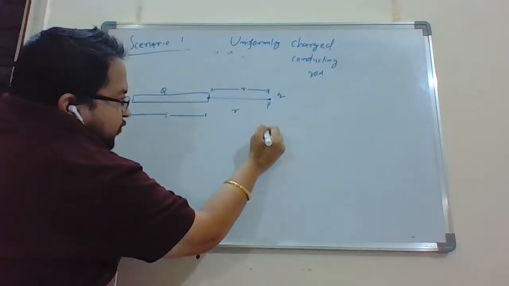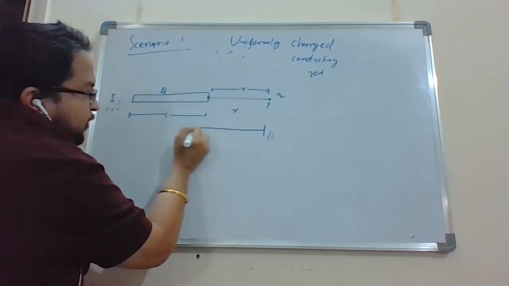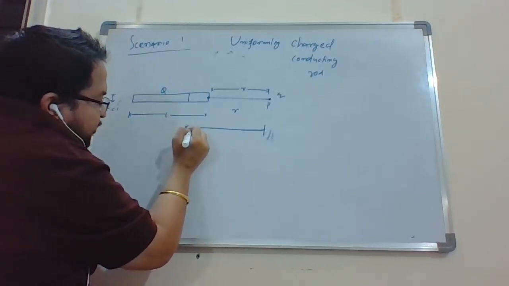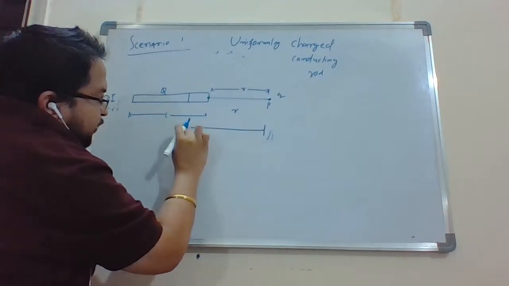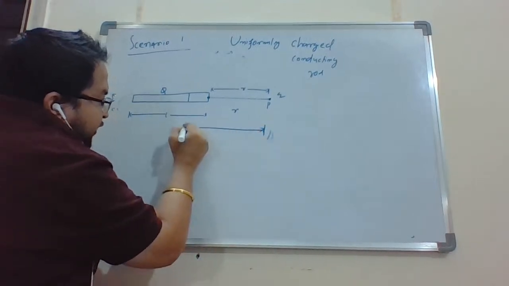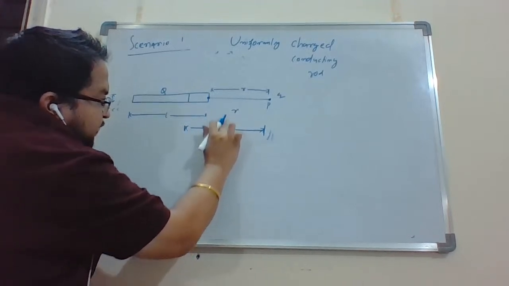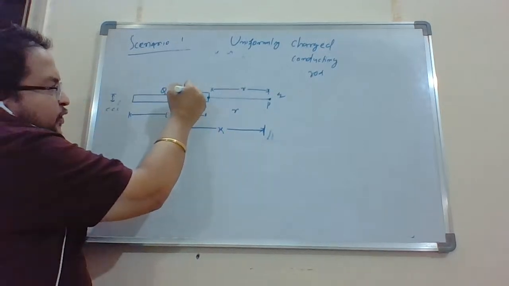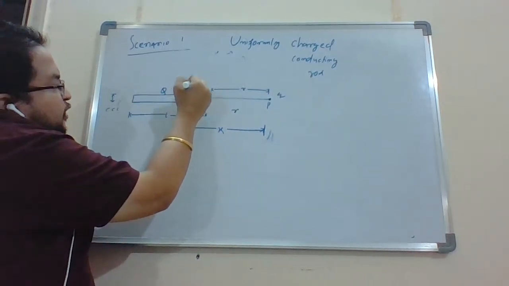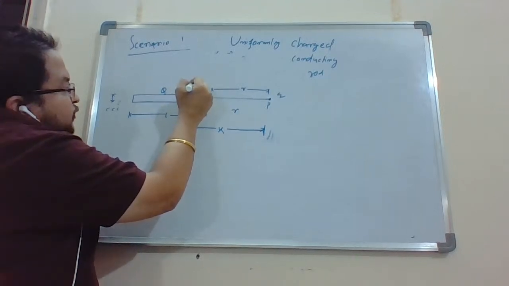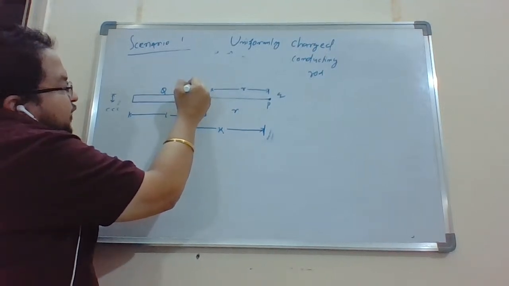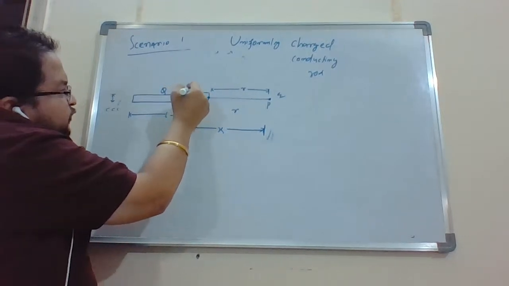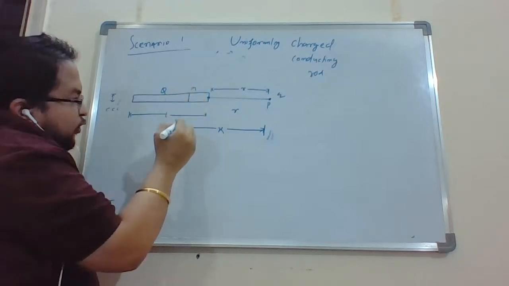So say from this point P, let us take this point, which is at a distance, suppose, nothing but x from point P. Let's say this is x, or x we have already used, right? So say, let's say this is m.